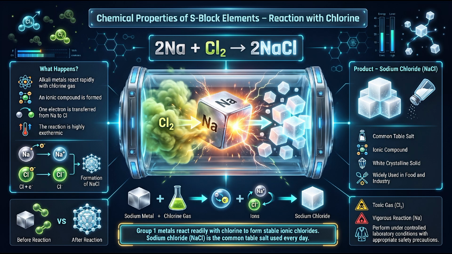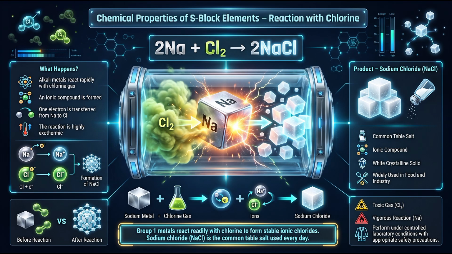Sodium has the electronic configuration 2, 8, 1, meaning it has one valence electron in its outermost shell. Chlorine has the electronic configuration 2, 8, 7, meaning it has 7 valence electrons and requires one more electron to complete its octet and achieve the stable electronic configuration of the nearest noble gas, argon. Because sodium wants to lose one electron and chlorine wants to gain one electron, they are perfectly suited for an electron transfer reaction.